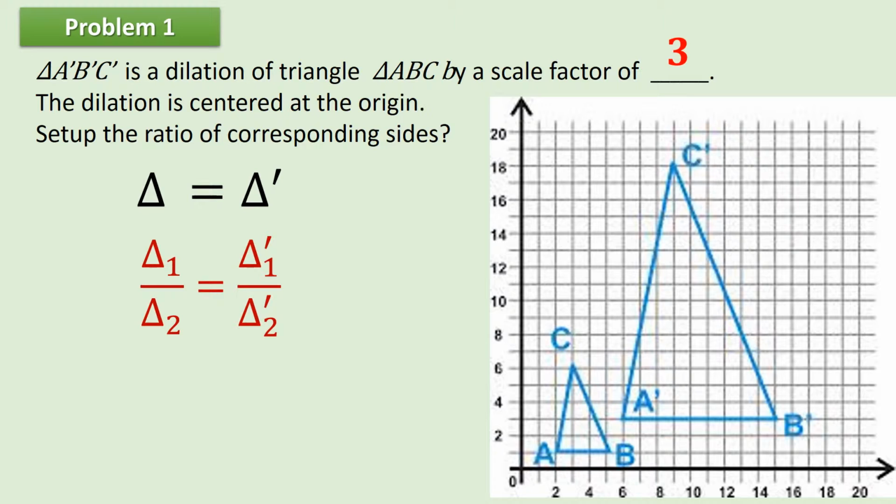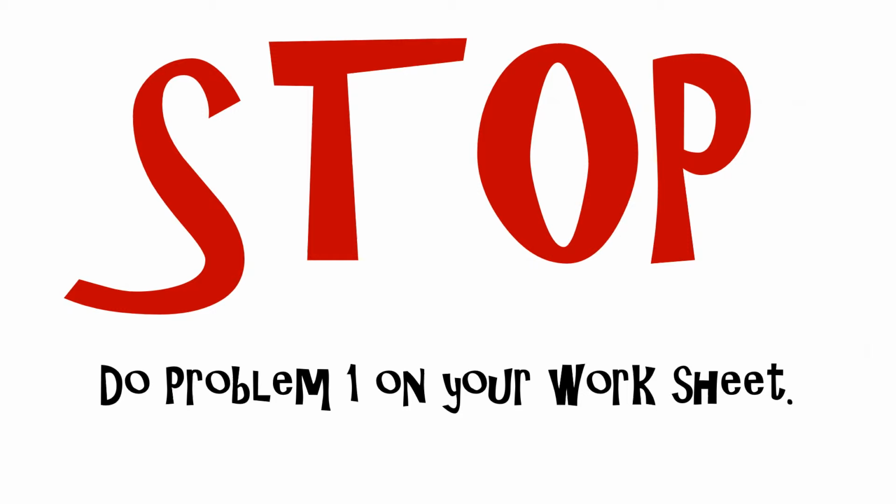That's just for general. I also set it up for this specific triangle. Notice on the left hand side it was the original triangle, AB over BC. What did I set it equal to? On the top, A prime, B prime. On the bottom, B prime, C prime. Remember, to solve these problems, we cross multiply. Okay, stop the video. Do problem number 1 on your worksheet.